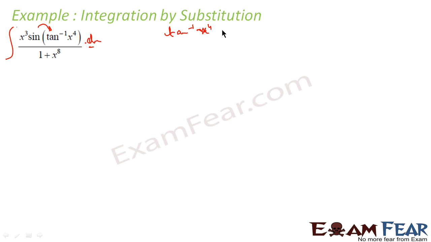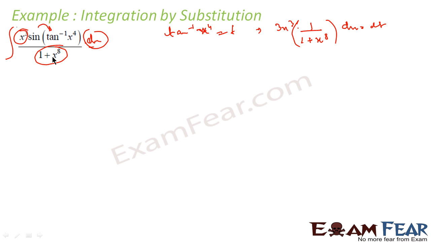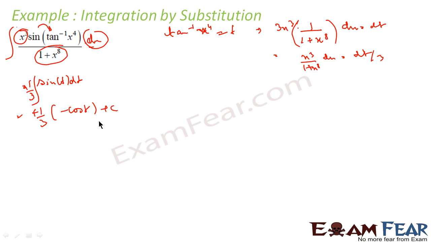Because with this, if I take it as t, I get 3x cube into 1 plus 1 by x to the power 4 square 8 dx as dt. Correct? And I have x cube by 1 plus x to the power 8 dx, yes. So that is nothing but dt by 3. So my equation will be sine of t dt by 3. So this becomes plus 1 by 3 into minus cos t plus some constant. Correct? t is nothing but tan inverse x to the power 4. So this becomes minus 1 by 3 cos of tan inverse x to the power 4 plus some constant, and that is my answer.